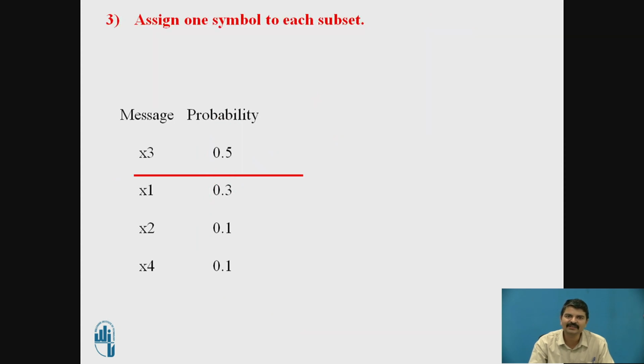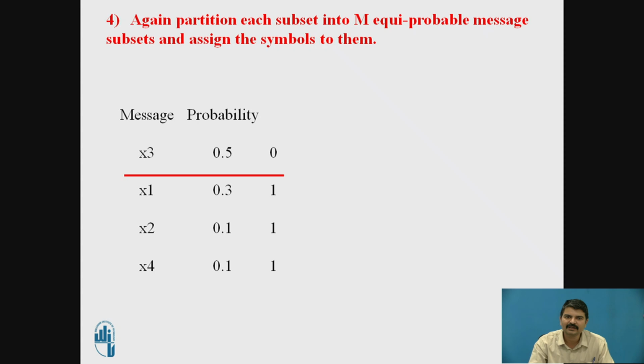Then the next step: assign one symbol to each subset. The upper one I am going to assign 0 and the lower one I assign 1, which means our first step is over. So continuously we have to repeat the same process for x1, x2 and x4. Now 0.3, 0.1 and 0.1. Here also we can divide it, 0.3 and now 0.2. So for 0.3 we assign 0, and for 0.1 and 0.1 we assign 1. Again 2 messages are remaining.